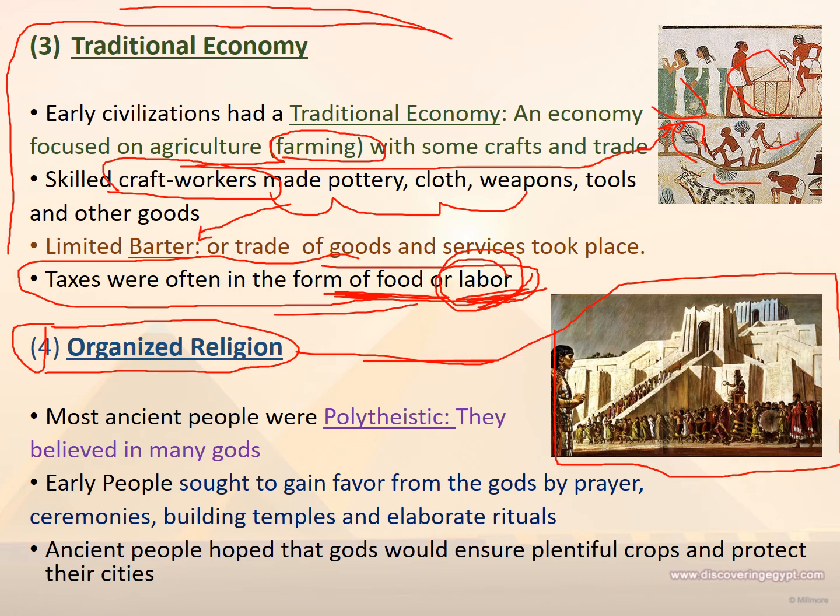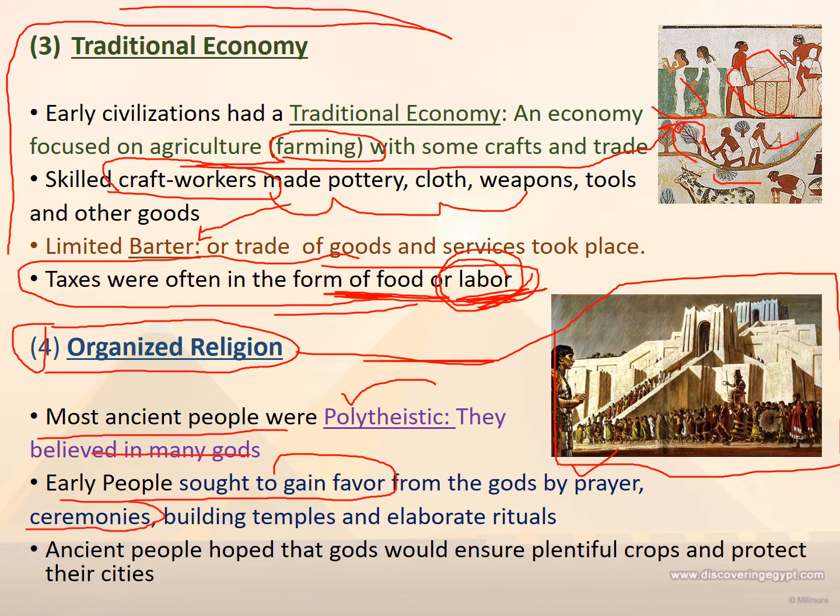They would have a class of priests who would give advice and interpret the will of the gods. Most of these ancient religions were polytheistic. They believed in a lot of different gods, river gods, sun gods, war gods, all these different gods that had to be appeased. And early people sought to gain the favor of these gods through prayer, just praying to them. Please rain, oh please rain, so my crops don't die in the field.